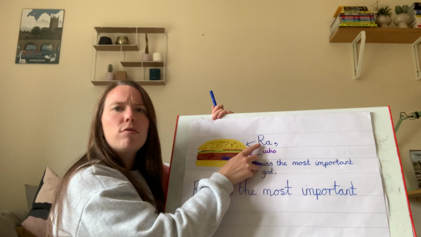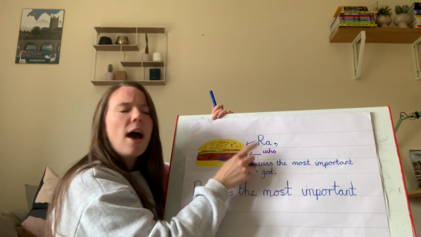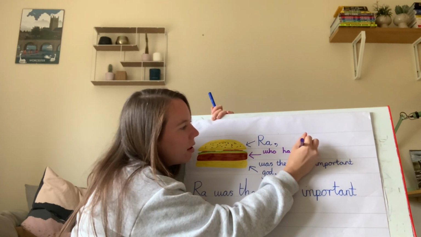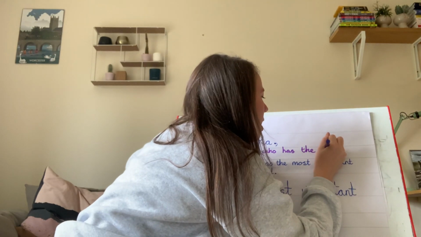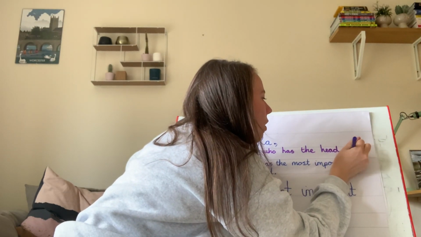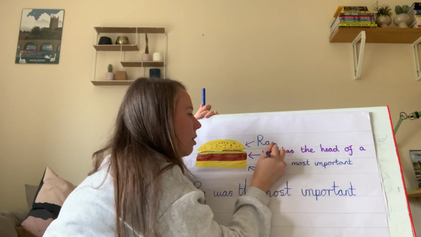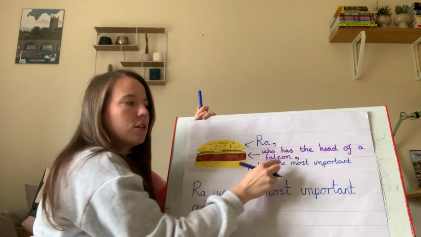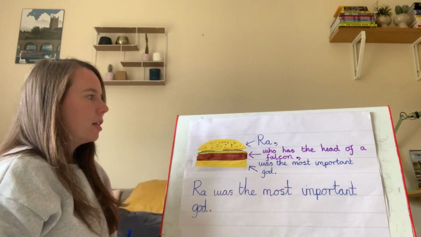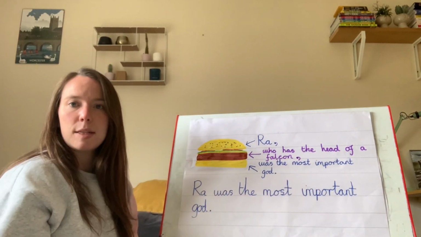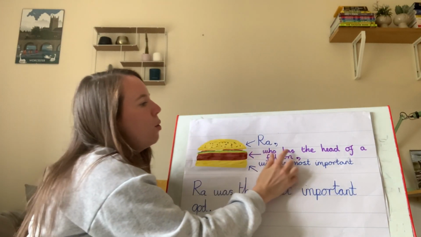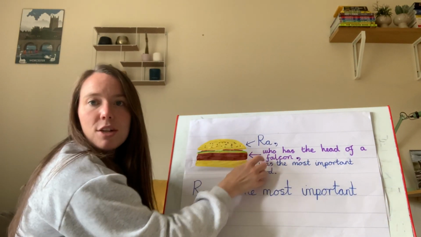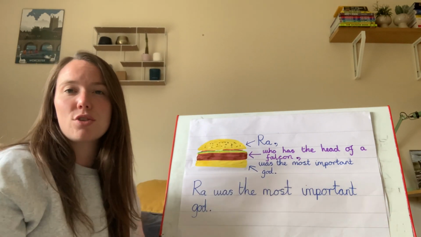And then I'm going to write Ra, who has the head of a falcon, remembering to put my comma at the end of the relative clause, was the most important god. So, Ra was the most important god has become Ra, who has the head of a falcon, was the most important god. We've added extra information there to describe Ra the god, to describe what he looks like.